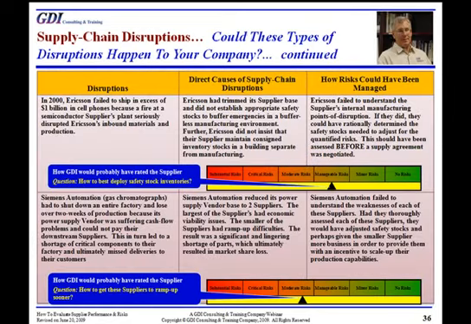Some more disruptions. In 2000, Ericsson failed to ship in excess of $1 billion in cell phones because of a fire at one of their semiconductor suppliers' plants, which disrupted their entire inbound materials supply chain and therefore their production rates. $1 billion of failed shipments. Imagine being the person responsible for that. I'll bet that's an involuntary career move.